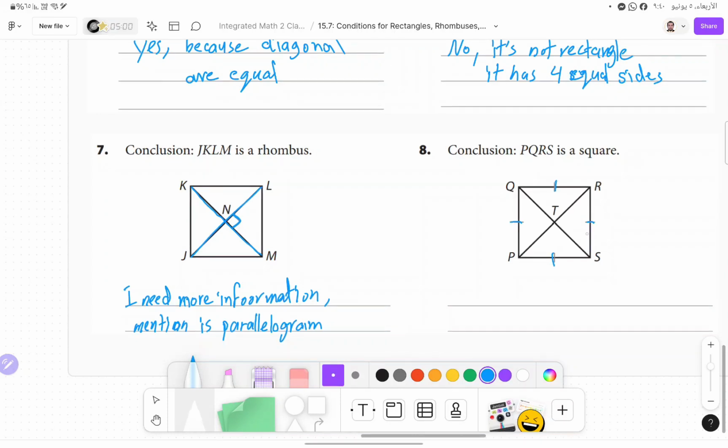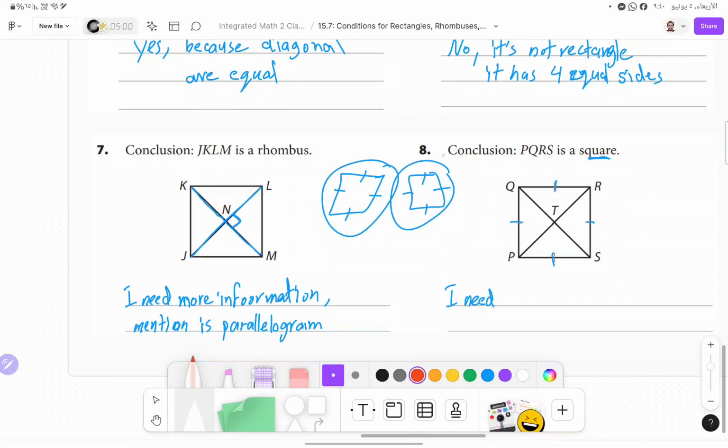PQRS is a square, so this side is equal to this one, is equal to this one, is equal to this one. So can we know this one is a square only? How do I know this one is a square? I need more information, because for a rhombus, this one is equal to this one is equal to this one, and the square is the same thing. So how can we differentiate between the rhombus and the square?